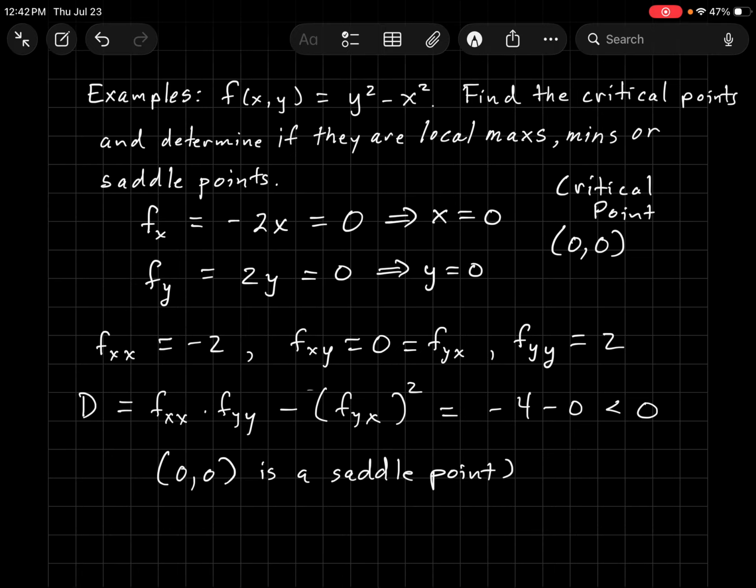Now, one quick note, because I didn't put it earlier: what happens if D equals 0? Well, if D equals 0, we don't know what's going on. That's why I left it off.